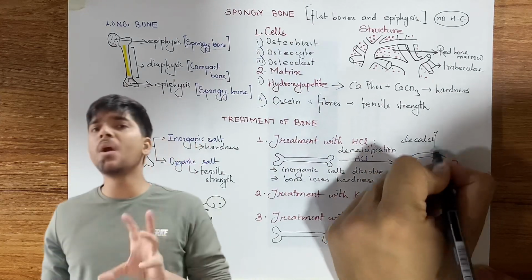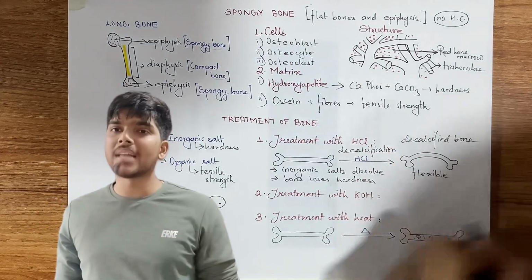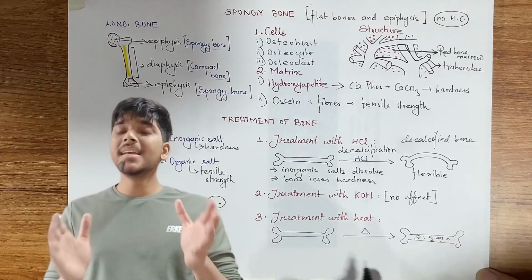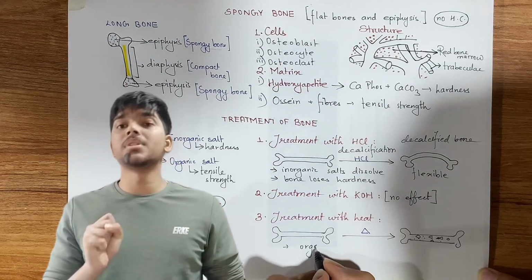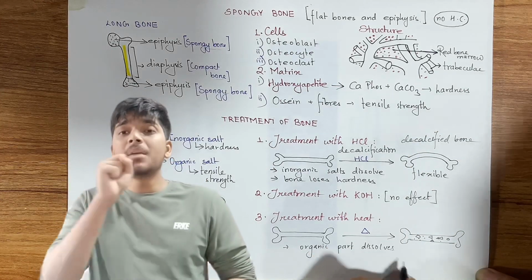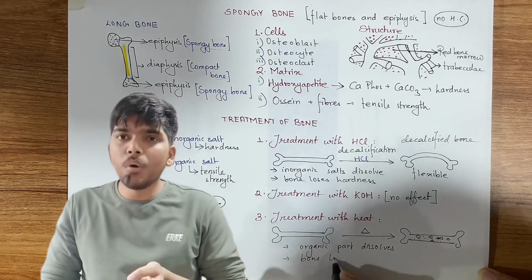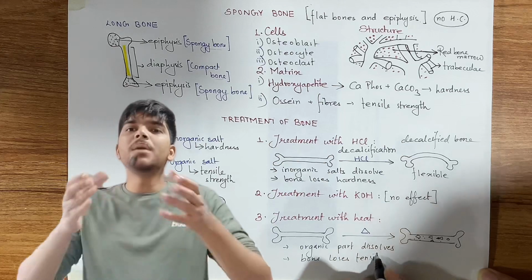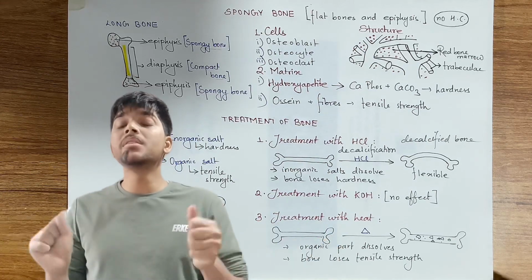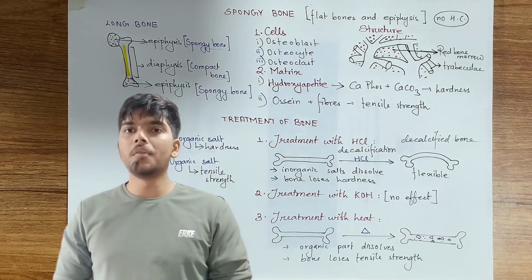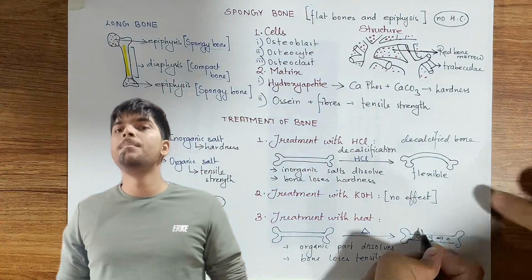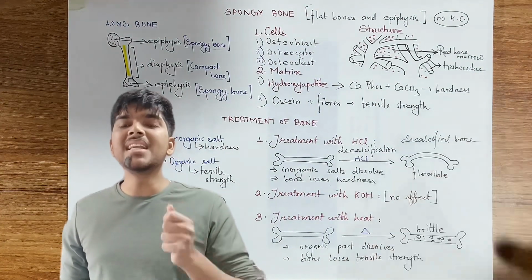Second is treatment with KOH. Upon treating bone with potassium hydroxide, there is no effect on bone. Number three is treatment with heat. When bone is heated, then the organic portion gets removed. The organic portion contains matrix protein osein, bone marrow, the covering periosteum, the inner covering endosteum, all of that gets removed. And they were the reason behind the tensile strength of bone. Since the organic portion has been removed, the bone no longer has tensile strength. That is, the bone becomes brittle. That is, it is easily fracturable.